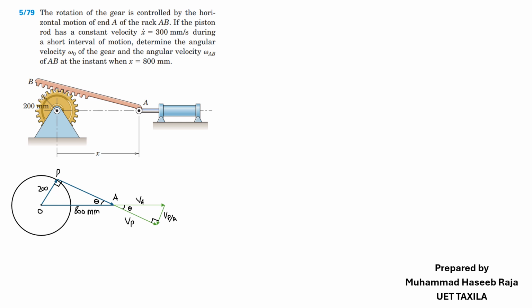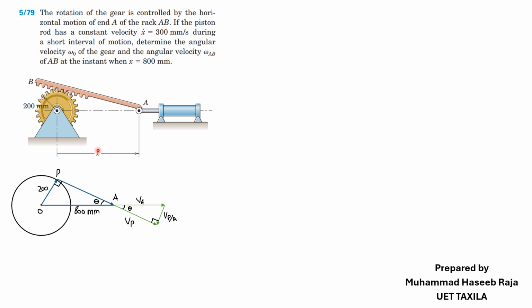Here's the problem. First of all, we need to observe the problem. The rotation of the gear is controlled by the horizontal motion of the rack AB. If the piston rod has a constant velocity x dot equal to 300 mm/s during a short interval of motion, determine the angular velocity of the gear and the angular velocity omega AB of the rack AB at the instant when x is equal to 800 mm.